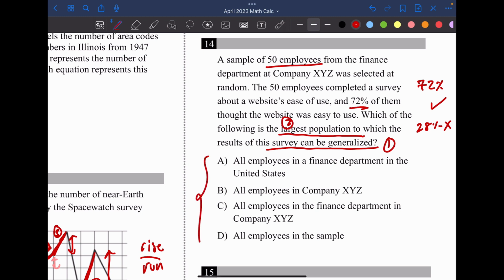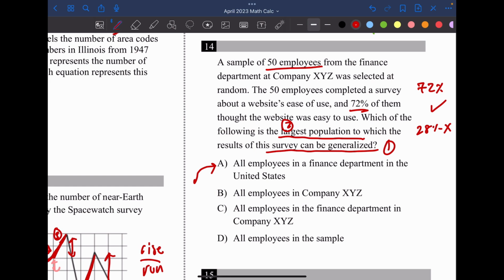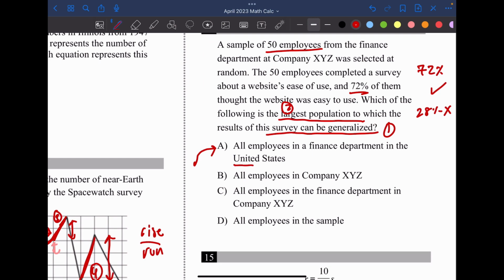So which of these can the survey apply to? Can it apply to all the employees in the finance department in the United States? No, because this only happened in company XYZ, so the survey might be tailored to employees of company XYZ. That means others in the United States might not agree with the survey. That means this is wrong. We cannot agree to this because it's in the United States, not in the company.